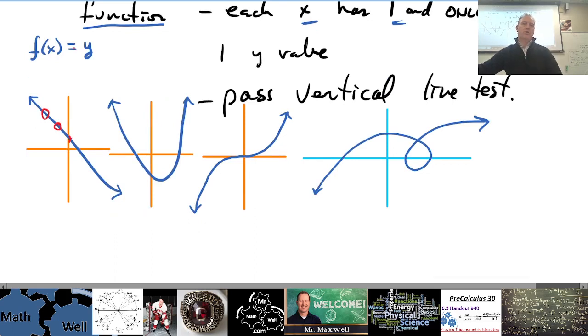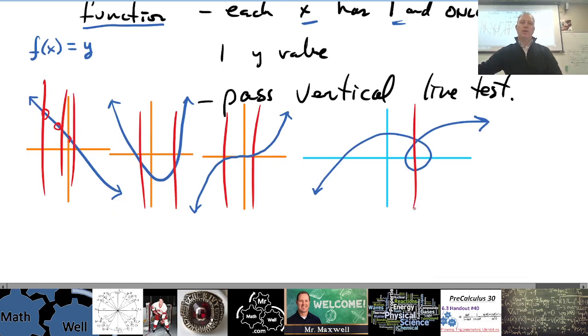These are all functions, the first three. Passes through just once, anywhere you draw the line. This one, not a function, right? Passes through 3 times in some places. So that's not a function.